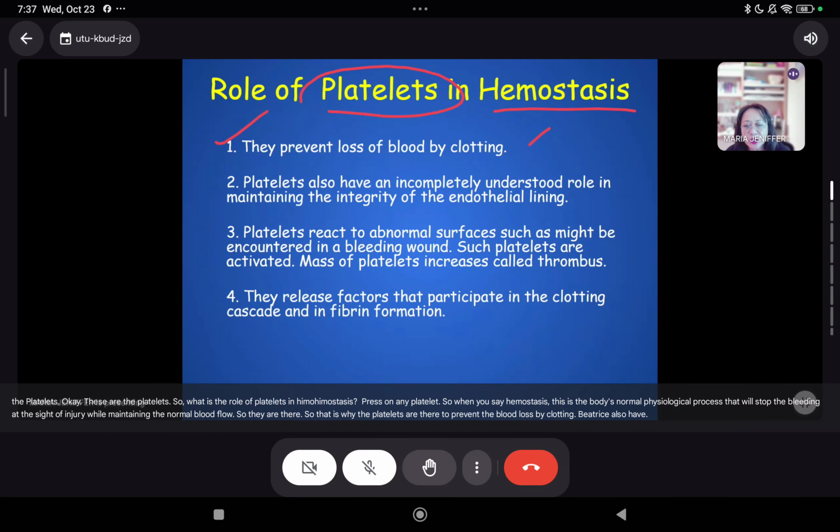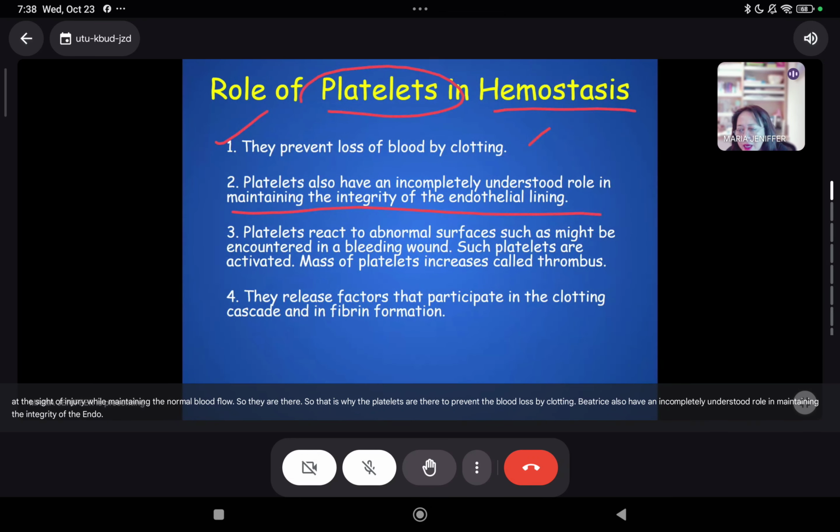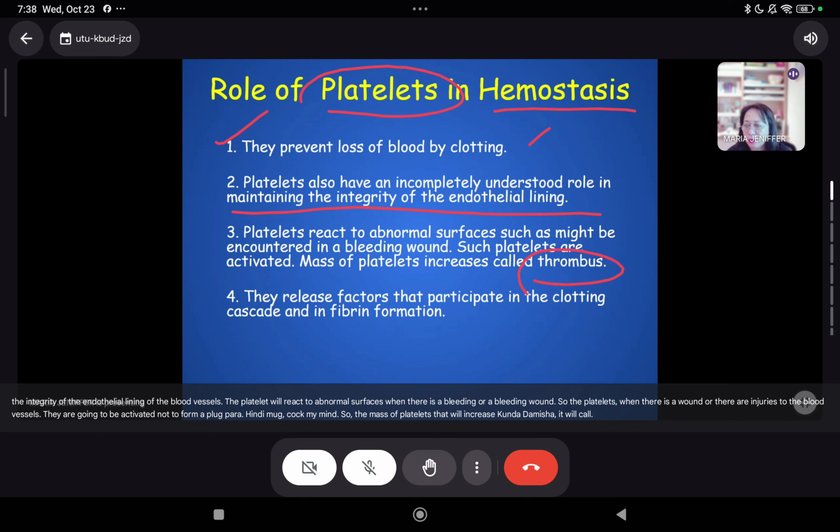Platelets also have an incompletely understood role in maintaining the integrity of the endothelial lining of the blood vessels. The platelets will react to abnormal surfaces when there is a bleeding wound. When there are injuries to the blood vessels, they are going to be activated to form a plug para hindi magbe-bleed. The mass of platelets that will increase, kung dadami siya, will be called a thrombus.